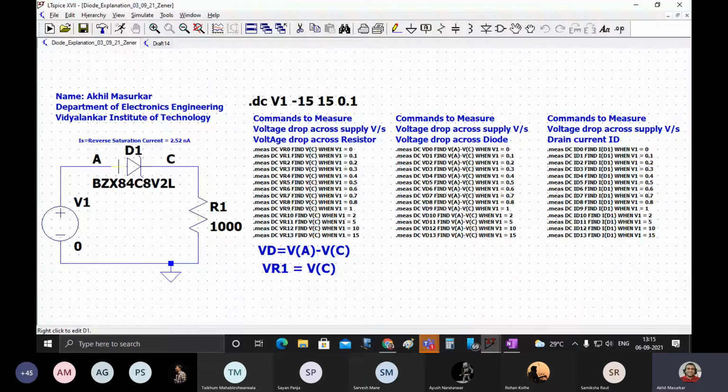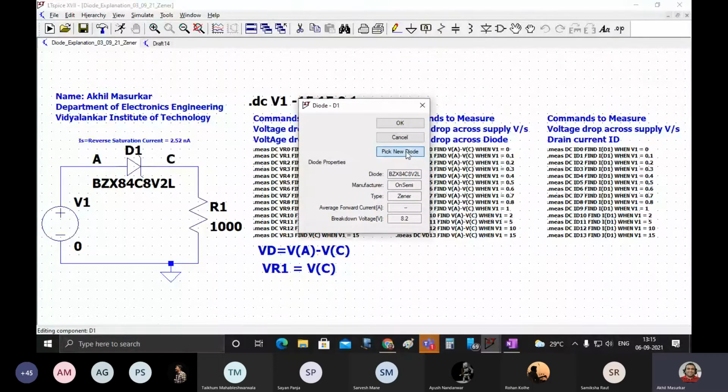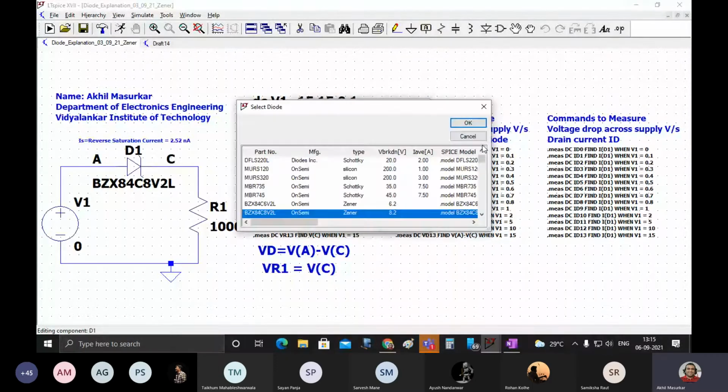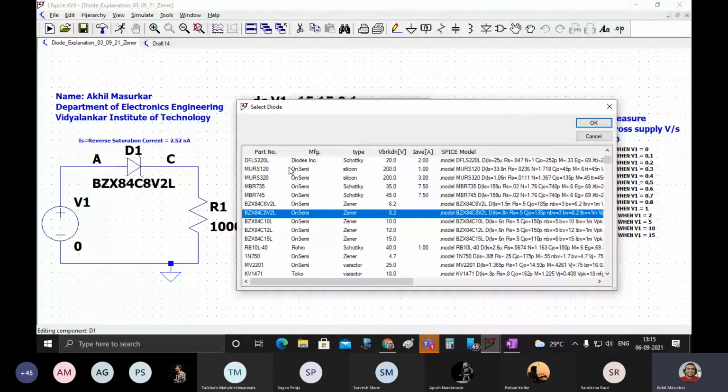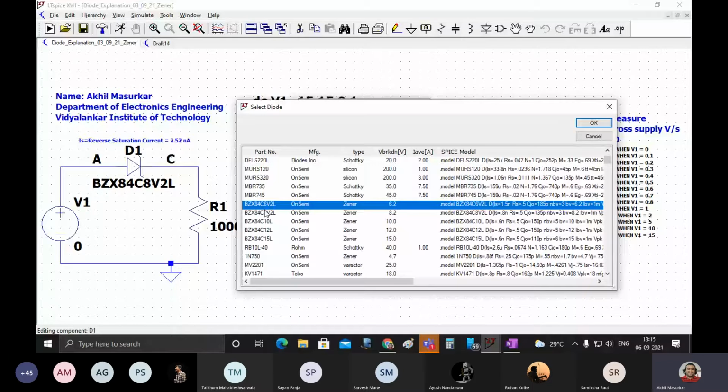Now you can see BZX stands for, this B is the code for ON Semiconductor. ZX, Z stands for Zener. Then we have 84C, that is basically the class of the diodes. And then after this, can you see here? 6V2 means the breakdown voltage is 6.2. 8V2 means the breakdown voltage is 8.2.